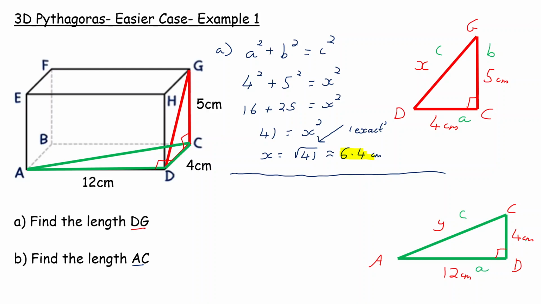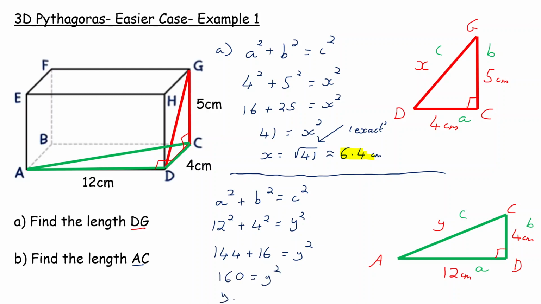Your two short sides are A and B in any order. And now we just apply the theorem, which states that A squared plus B squared is equal to C squared, where A is now 12, so 12 squared, plus B squared, well B is 4, so 4 squared, is equal to C squared, where C I've now called Y, so Y squared. 12 squared is 144, plus 4 squared is 16, is equal to Y squared. 144 plus 16 is 160, being equal to Y squared. So Y is going to be equal to the root of 160, which is your answer.